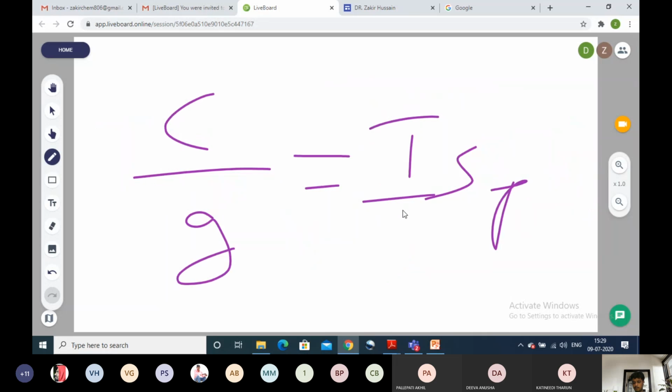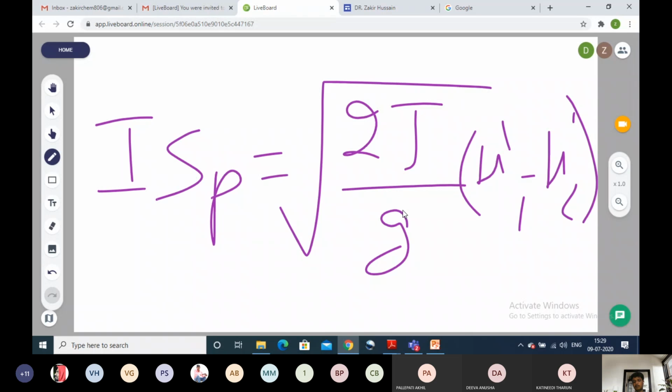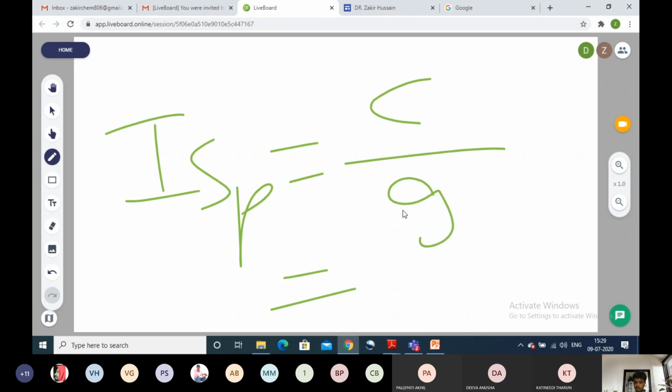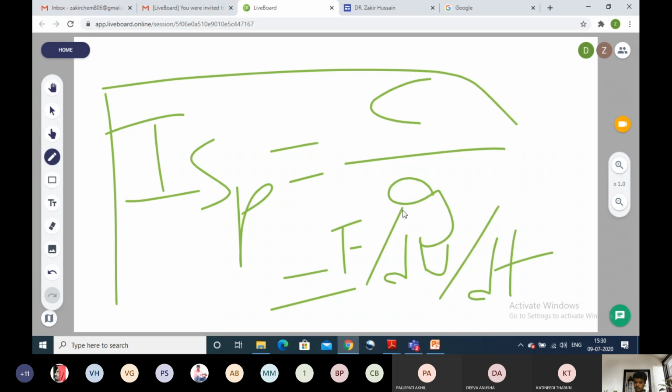So specific impulse is nothing but C by G. Using that same formula, we calculated Isp is equal to the root of 2J by G times H1 dash minus H2 dash. This is the formula, first one, according to your rocket propulsion: Isp is equal to C by G. Specific impulse is equal to velocity divided by acceleration due to gravity, which is always equal to thrust per unit weight per unit time. This is the important formula. Enthalpies and so on you can neglect, but remember this is the formula which is frequently asked.